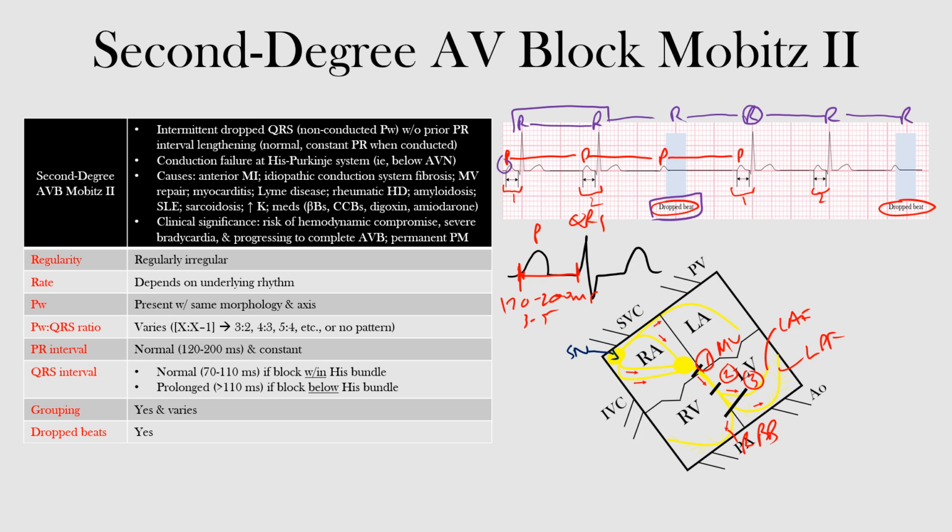Hyperkalemia can result, okay, so if there's high levels of serum potassium in the blood, you can have this also resulting from that. Even medications such as beta blockers, calcium channel blockers, digoxin, and amiodarone can lead to this form of AV block.